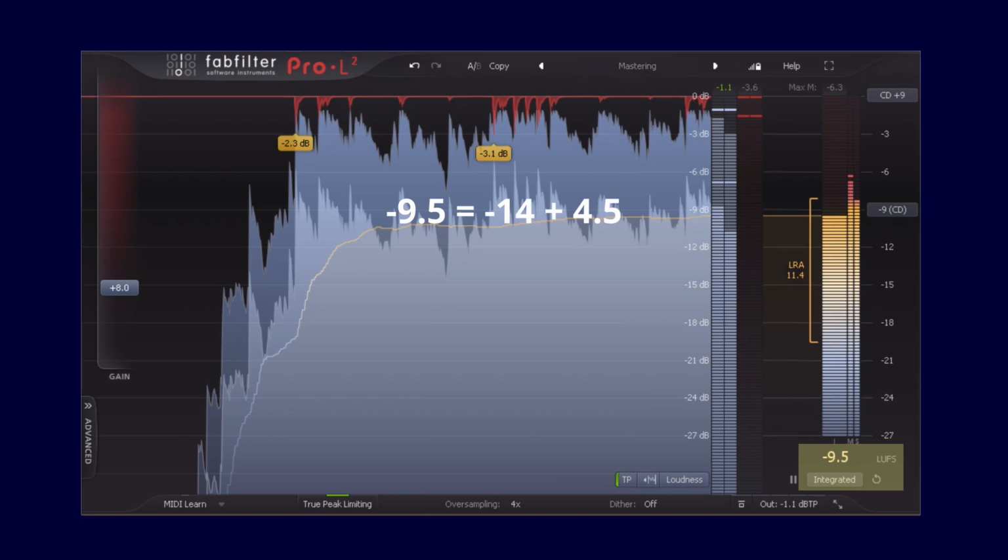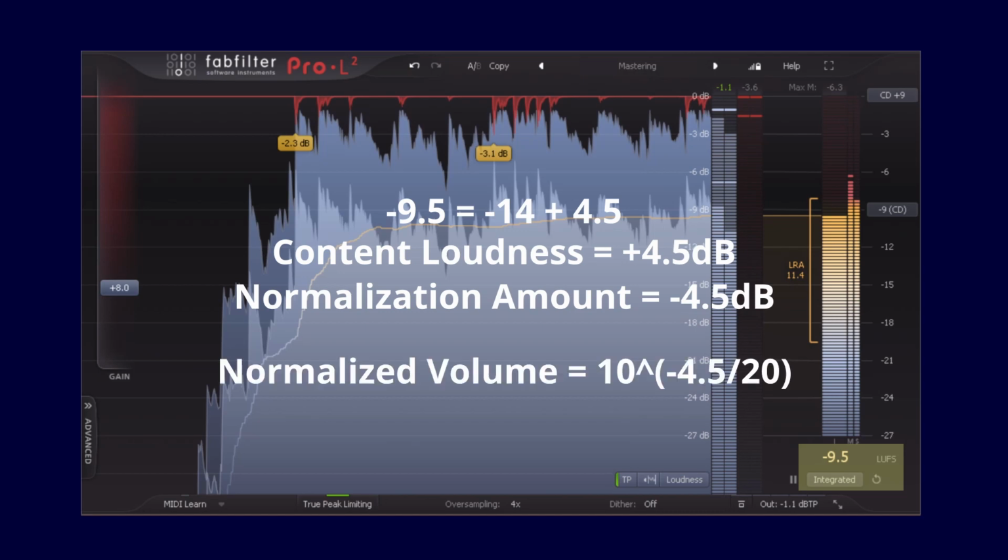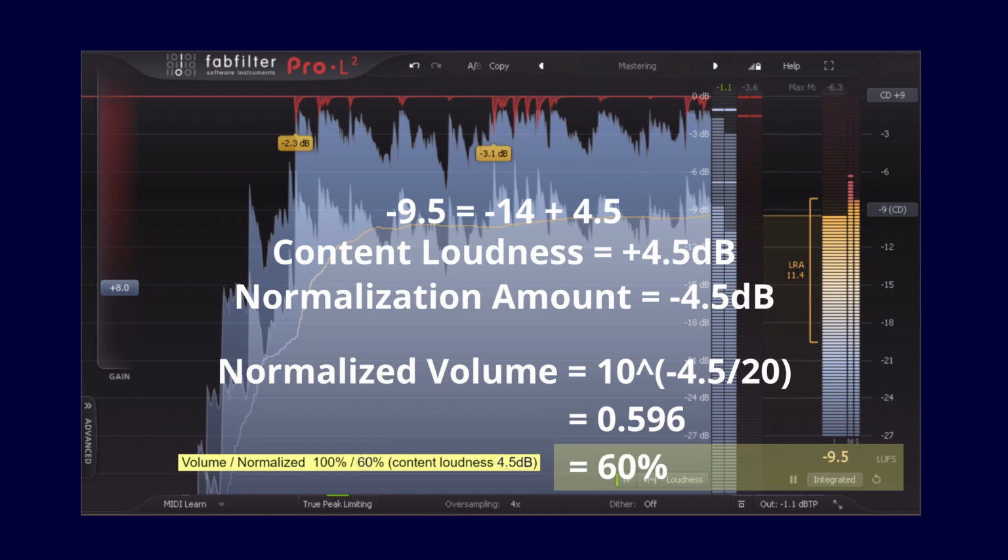Well, minus 9.5 LUFS is 4.5 dB louder than YouTube's minus 14 LUFS preferred loudness. So, your video's content loudness will be plus 4.5 dB, and YouTube will therefore reduce it by minus 4.5 dB. Entering minus 4.5 in the formula, we get normalized volume equals 10 to the power of minus 4.5 divided by 20 equals 0.596, or 60%. So, when you deliver your video with its audio at minus 9.5 LUFS, YouTube will reduce its volume down to 60% of your original volume, so that it sounds like minus 14 LUFS. The stats for Nerd's volume data line would look like this.